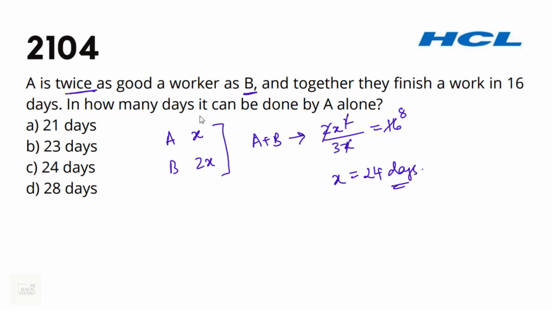Now, what is the question asked? In how many days it can be done by A alone? A alone in x days. x is 24 days. 24 days features in option C.